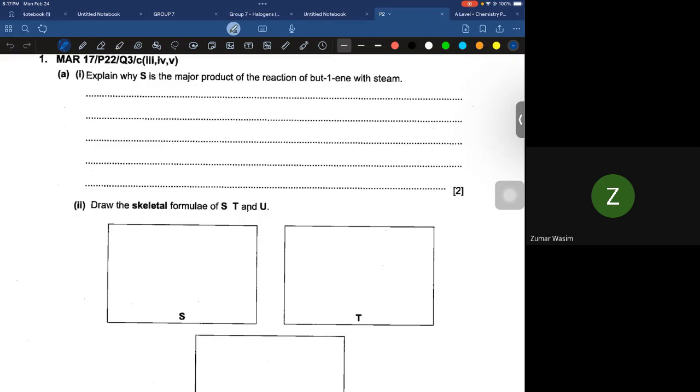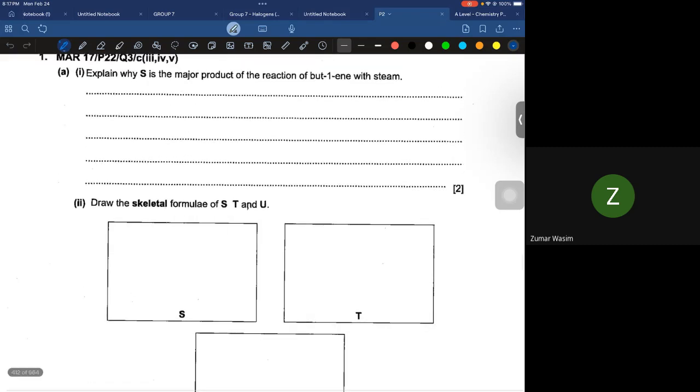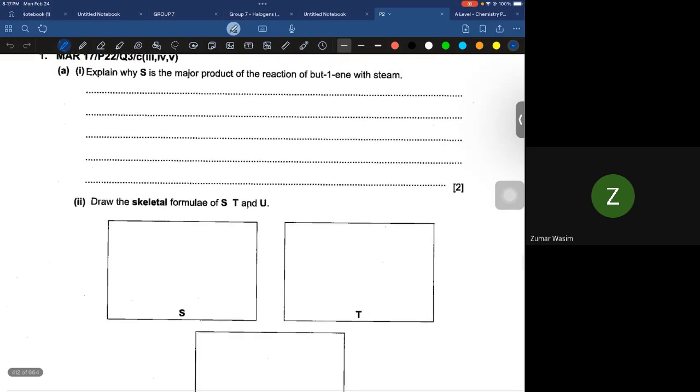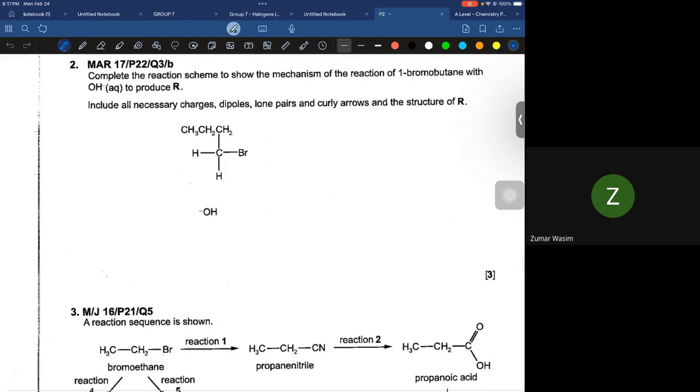So this is halogenoalkane. Question number 1 says explain why S is the major product of the reaction of but-1-ene with steam. It's an incomplete question. I'm skipping this question. Complete the reaction scheme to show the mechanism of the reaction of 1-bromobutane with OH minus to produce R. Include all necessary charges, dipoles, lone pairs, and curly arrows, and the structure of R.